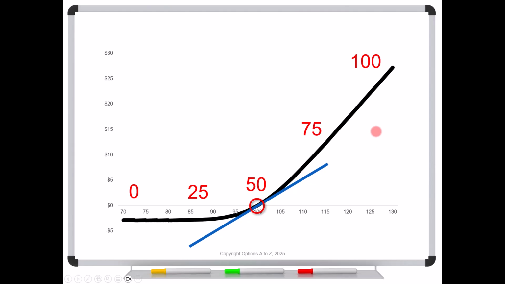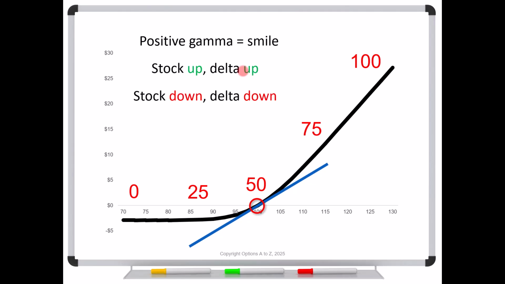So the thing that you want to understand visually is that if you look at this black line, if it looks like a smile kind of curving up this way, you have positive gamma. And what that is telling you is this. It's very simple. Stock up, delta up, and stock down, delta down. Notice that the direction of the stock is exactly the same as the direction of the deltas. Stock up, deltas up, stock down, delta down. That is positive gamma.